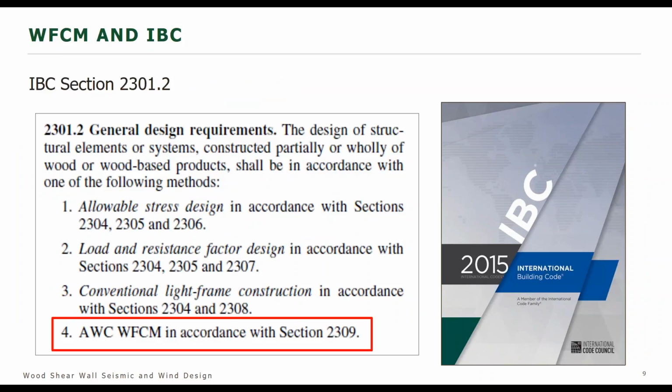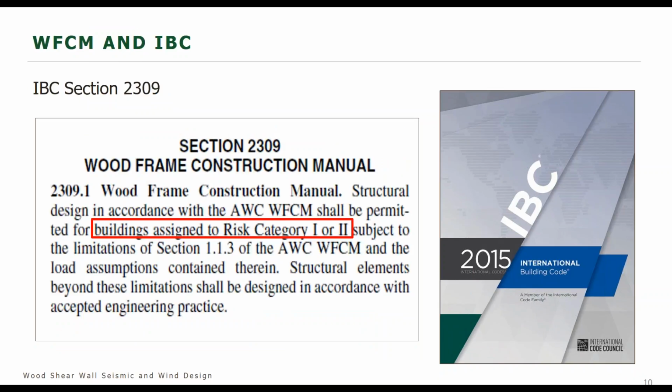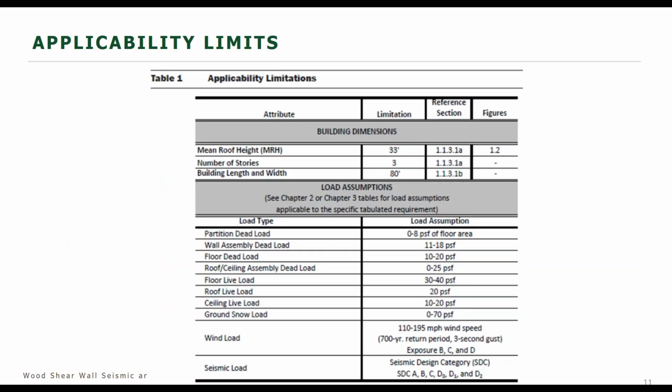In the IBC, you'll see in section 2301.2 that the WFCM has a reference that tells you to check the requirements of 2309. So in section 2309, it requires that anything designed with the WFCM has to be in risk category 1 or 2, and it also needs to be within the limitations of the WFCM. So this is going to limit our applicability to residential, to multifamily, and some light commercial and retail structures. We'll discuss the applicability limitations of the Wood Frame Construction Manual in a couple different spots today.